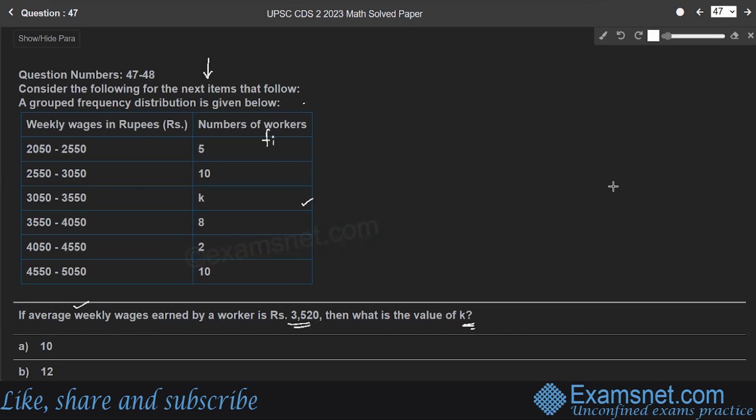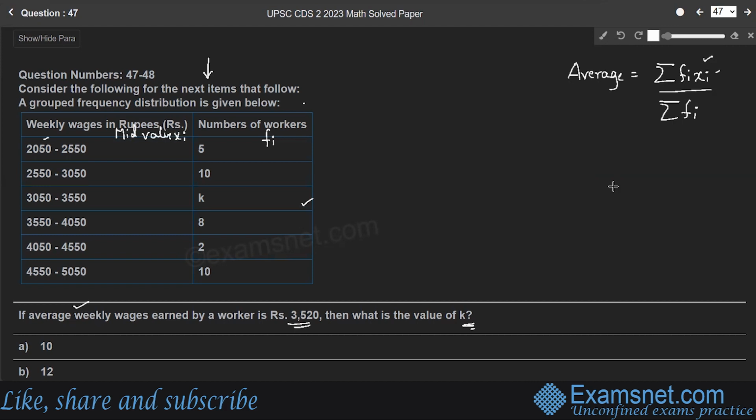To find that, we are using the formula of average, right? The average formula says sigma fi xi divided by sigma fi is the average, where sigma fi is nothing but the sum of the frequencies, right? And the sum of the product of frequencies and the mid value is sigma fi xi, right? We'll find the mid value of the range, which is xi, right?